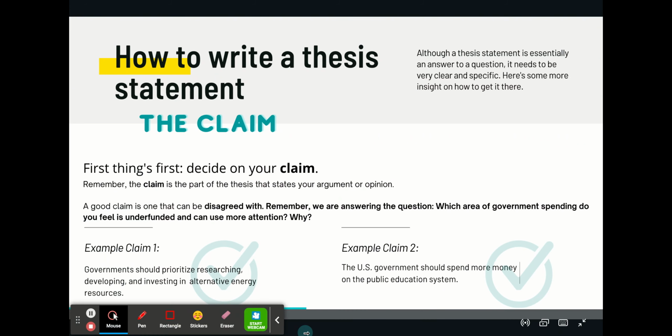Let's look at these example claims. Example claim 1. Governments should prioritize researching, developing, and investing in alternative energy resources. That's a really good start. Example claim 2. The US government should spend more money on the public education system.